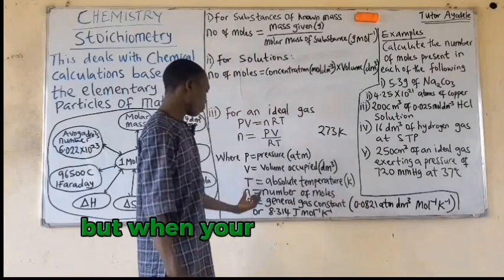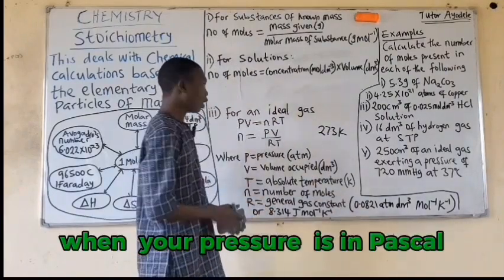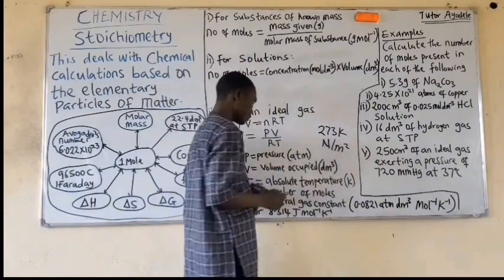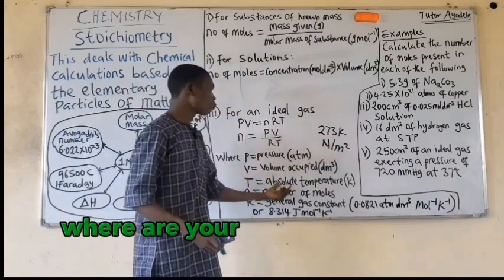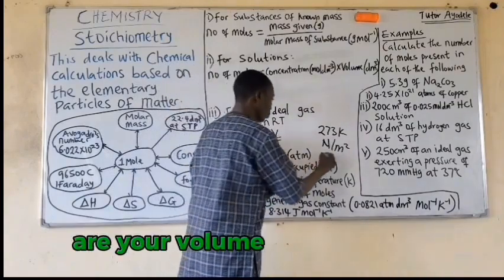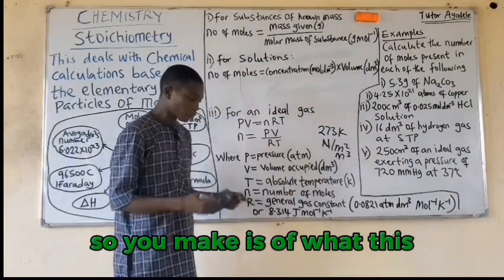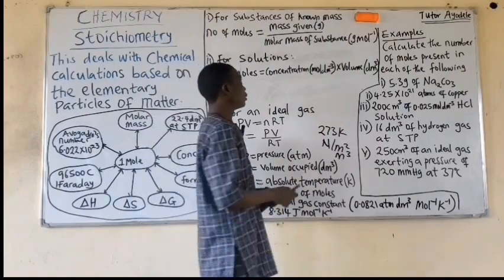But when your pressure is in Pascal or Newton per meter square, and your volume is in meter cube, you make use of this other one. They are still the same, and you still arrive at the same answer.